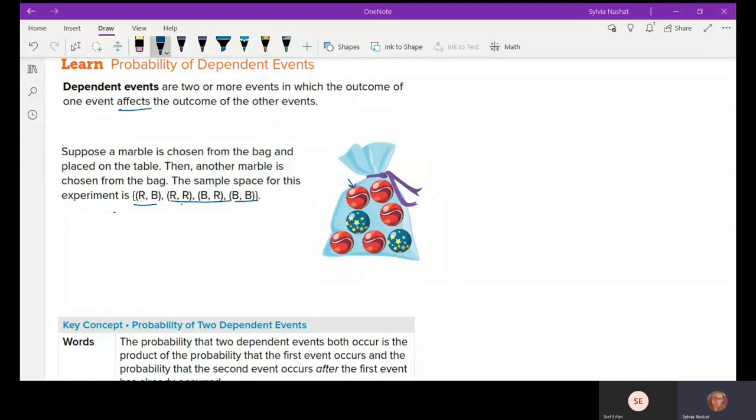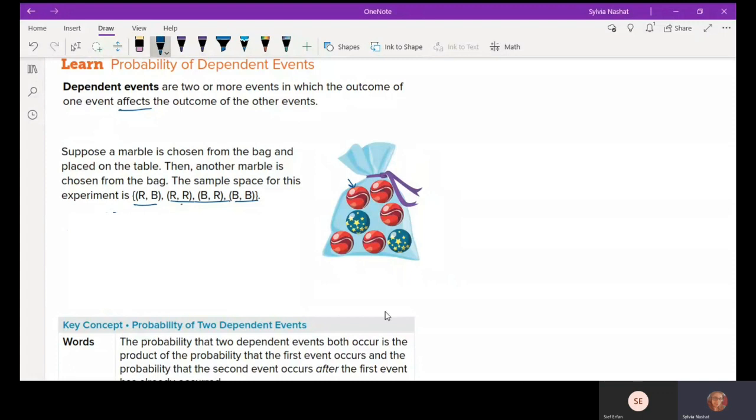So when choosing the first marble, there are 7 possible outcomes. Of course, we have 7 total here. What is the probability that it will be red? It will be 5 over 7, because there are 5 red and the total is 7. When you place it on the table, how many remaining now in the bag? There are only 4 red remaining, and the total will be now 6. So the probability of choosing another red one is 4 over 6. So this means that the probability is 5 over 7 times 4 over 6.